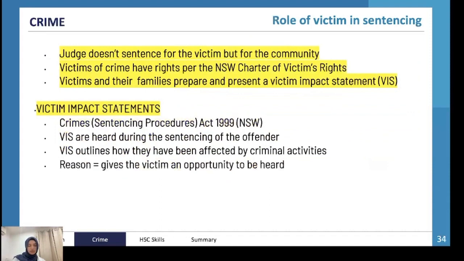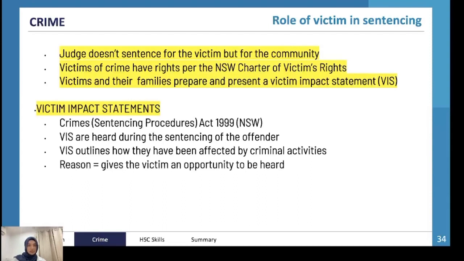So the judge does not sentence only for the victim, but for the community. They do not need to engage in this sentencing process to simply punish the offender, right? They're also saying, well, this is for the entire community that is impacted. When a victim is hurt, when a victim is in a negative situation, it's putting the community at risk, and the victim obviously is a part of that community.